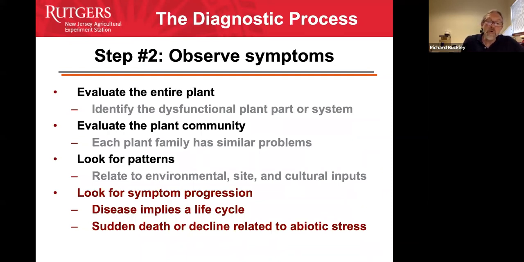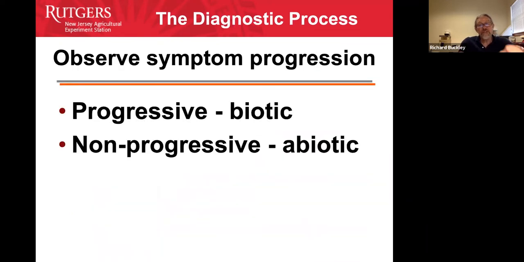One more point here. Look for symptom progression. Disease implies a life cycle, right? So life cycles take time, right? Sudden death or a decline is generally related to an abiotic stress. So we're thinking about progressive being living, non-progressive being abiotic, or infectious, biotic, non-infectious, abiotic.